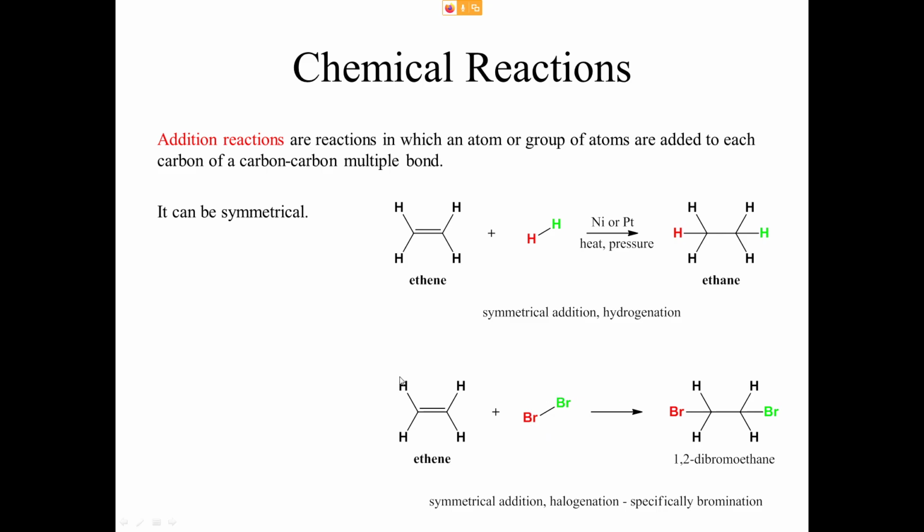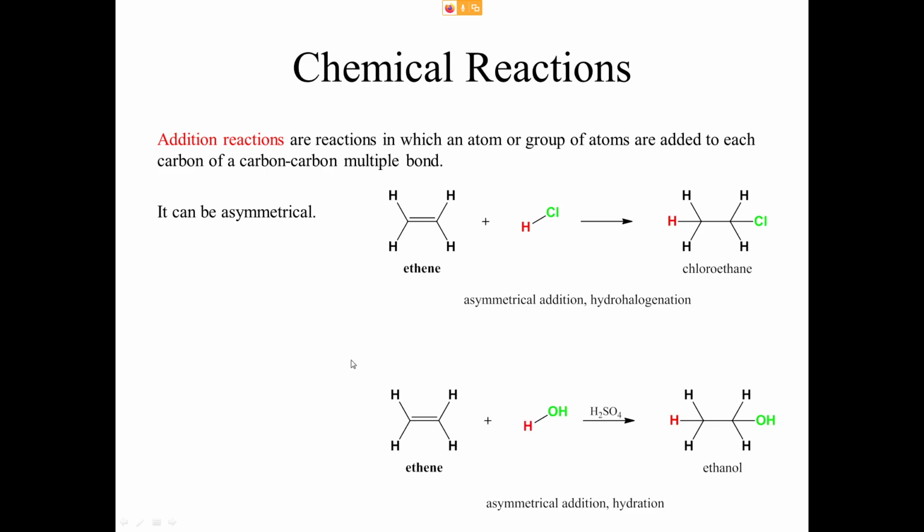Okay? Again, it's symmetric. Each side looks the same. Each side looks the same. One bromine goes on each carbon. Very simple. Okay? It can be asymmetrical. So I'm starting with my ethene again. This part still looks symmetrical, but I'm adding an asymmetrical molecule, right? So this is HCl, or hydrochloric acid. So this molecule isn't the same on each side. But it really doesn't matter in this case because this side is still symmetrical.